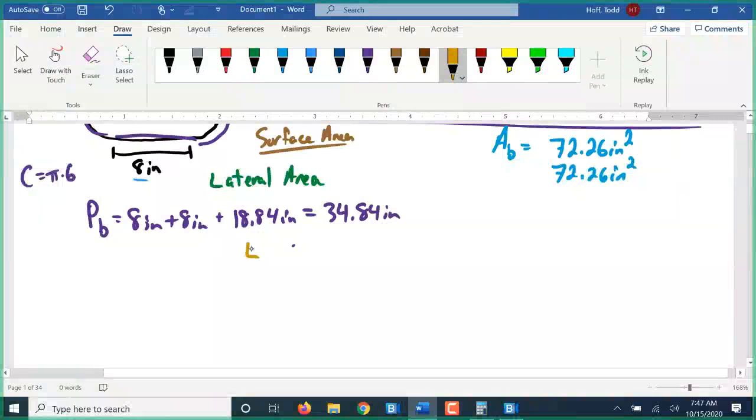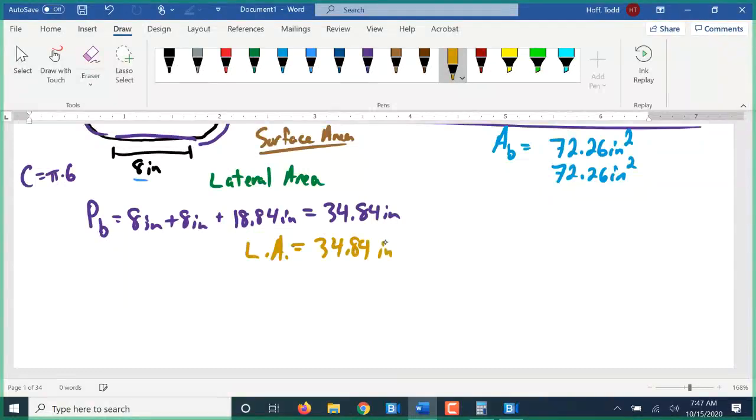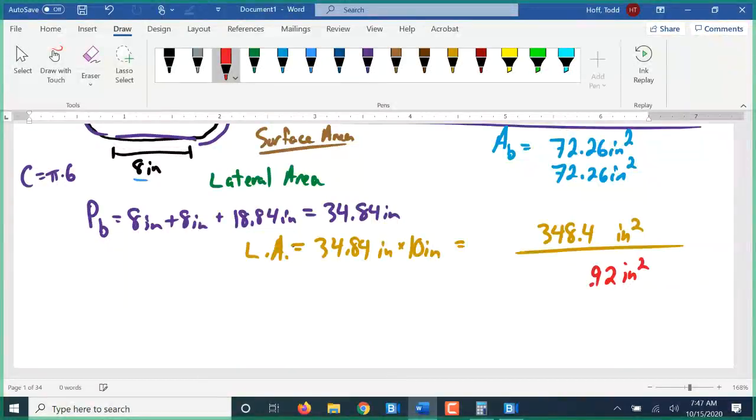So the lateral area is that perimeter of the base, 34.84 inches, times our height of 10 inches, which is 348.4 square inches. Add that up. I'm getting 492 square inches as my surface area. Any questions on that one?